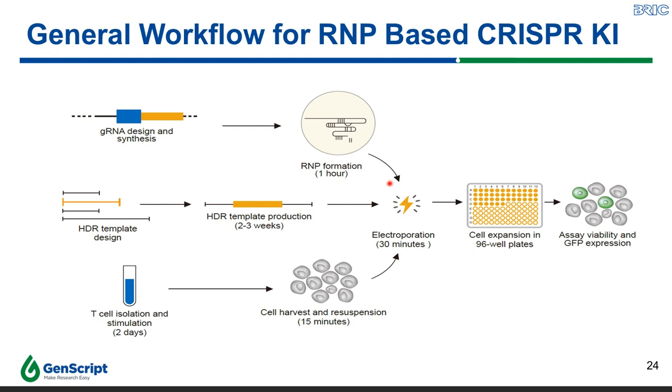So after 1 hour, the newly formed RNP system was mixed with the DNA donor template for 10 to 30 seconds prior to mixing with the T cells in the electroporation buffer, and then electroporated. After that, followed by the cell expansion in the 96-well plate, and the GFP expression was evaluated to investigate the success of the CRISPR knock-in effect.